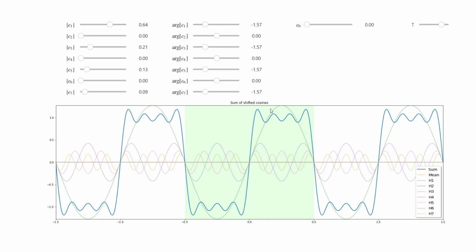Remember that the amplitude of a given harmonic is the modulus of the corresponding Fourier coefficient times 2. So for the fundamental frequency, the modulus of c_1 is 0.64. So we have an amplitude that is 2 times 0.64, so 1.28. Here the amplitude is this one multiplied by 2, and so on.